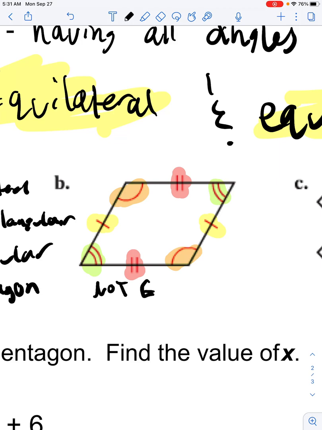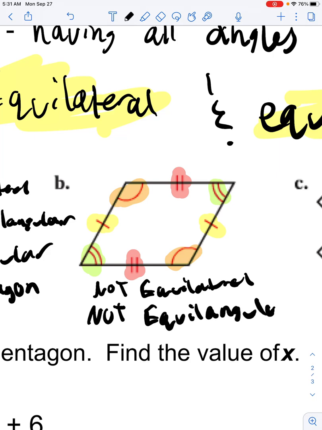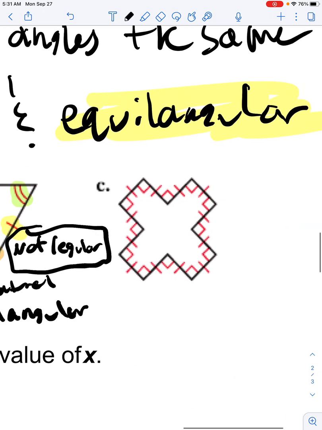So it's not equilateral, not equiangular, and it is not regular. This is a parallelogram, okay? And it is just not a regular shape. By definition, we have two different sides that are the same, and we have two different angles that are the same.